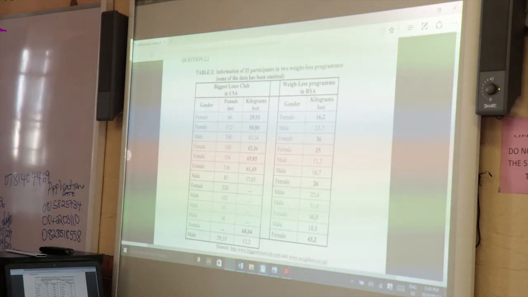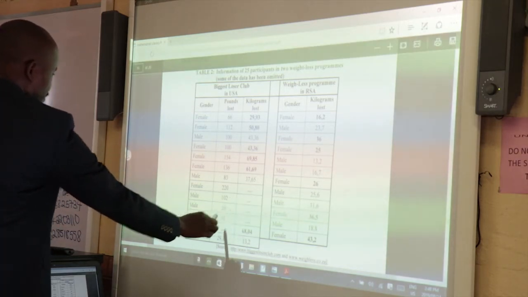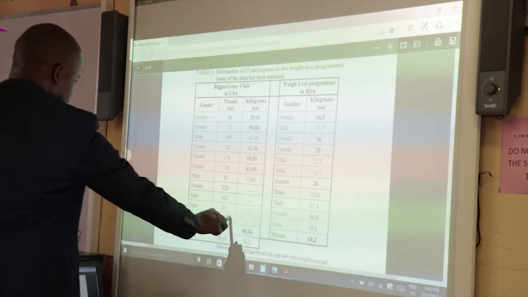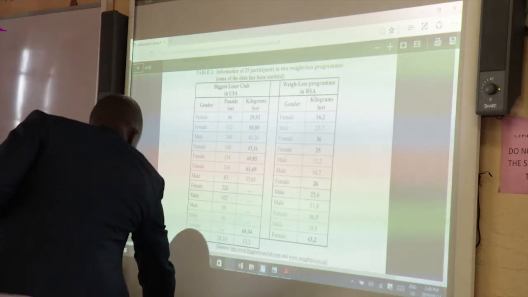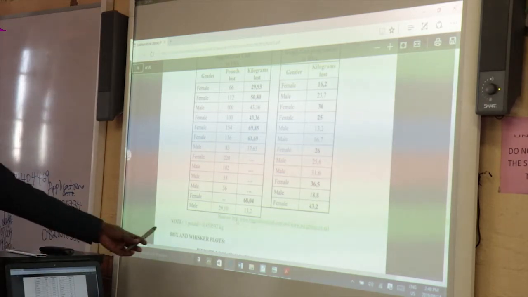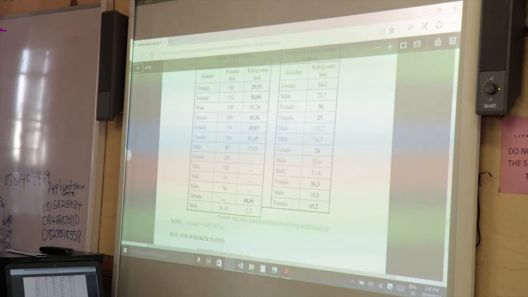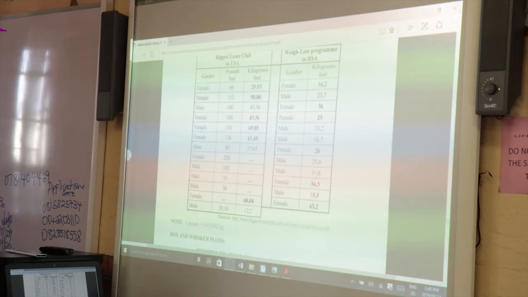So there is a male who is 102 pounds that we need to convert, and a male who is 55 pounds, and a male who is 36 pounds. The conversion factor: 1 pound is equal to 0.453592 kg.